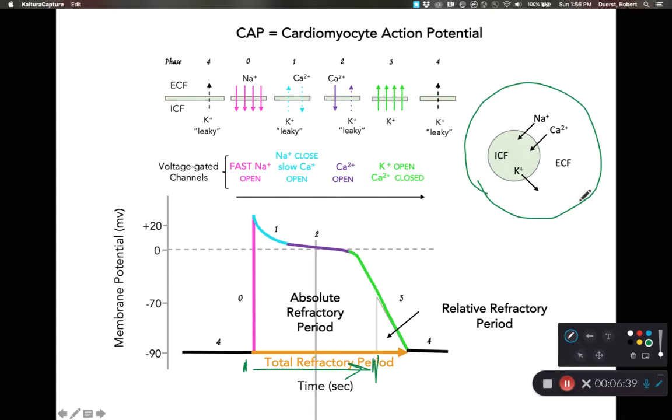We have the intracellular fluid and the extracellular fluid and this circular cardiomyocyte. I know, very artistic looking. And the overall trend is that potassium ions will go out and that sodium and calcium ions go in during these cardiomyocyte action potentials. Let's go to our next slide.